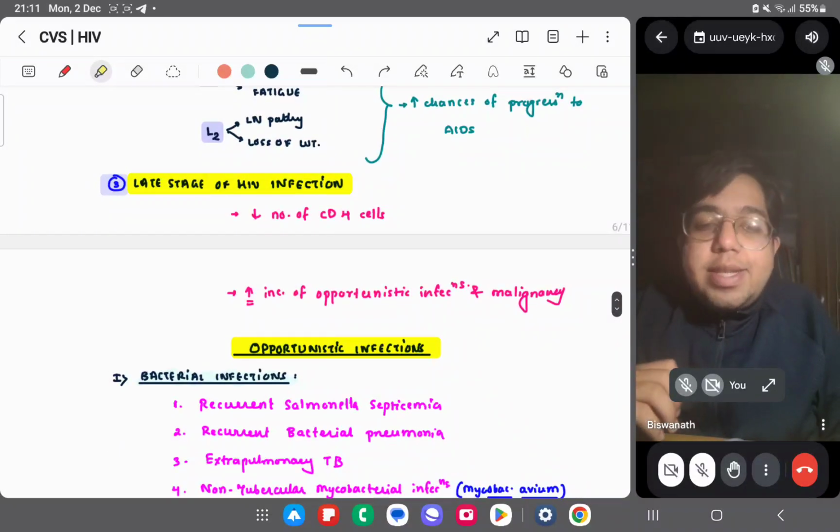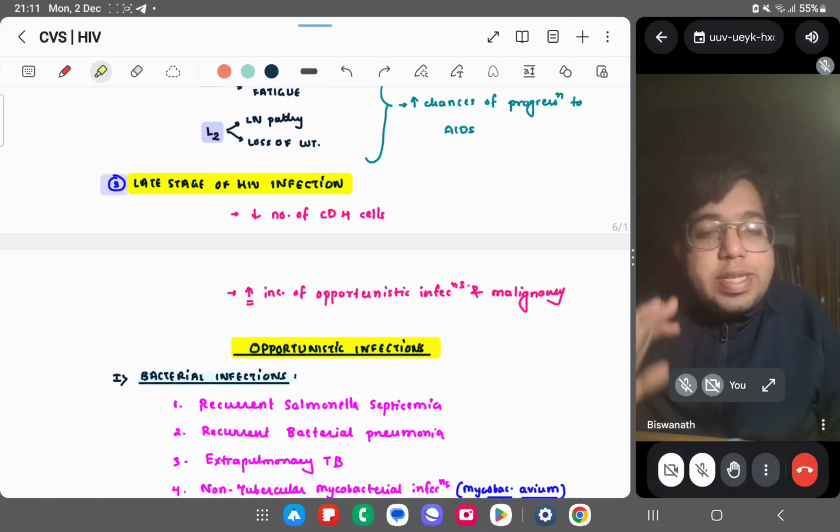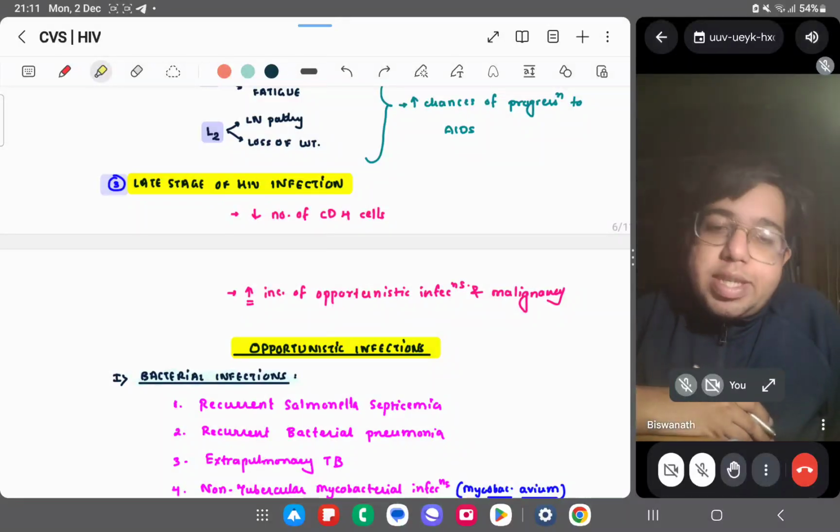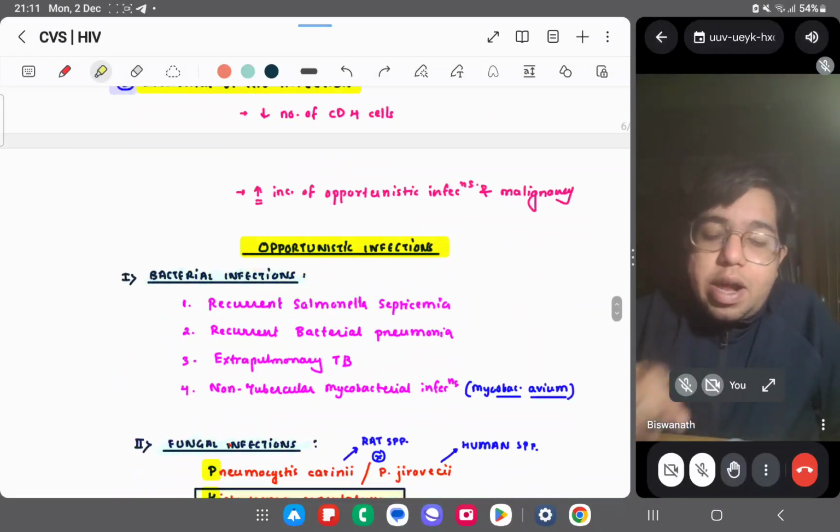Then comes the late stage. Late stage means a drastic reduction in CD4 counts, and as the CD4 count drops, the patient moves up, right? So there is an increase in opportunistic infections and malignancies. So what are the opportunistic infections that are associated with AIDS, right?